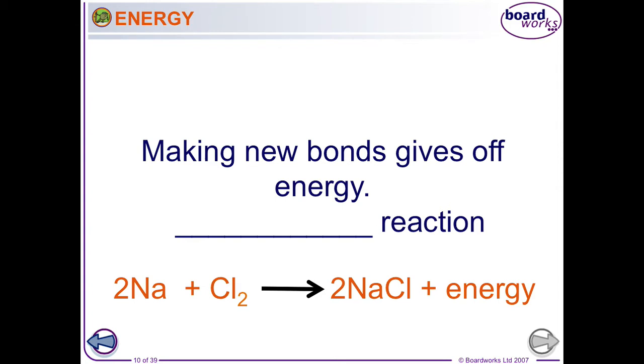Think about how you feel when you make a new friend. You are now warm and cozy that you have a friend. You feel happy. You have that warm feeling. And again, this is an exothermic reaction. And your example is down here.